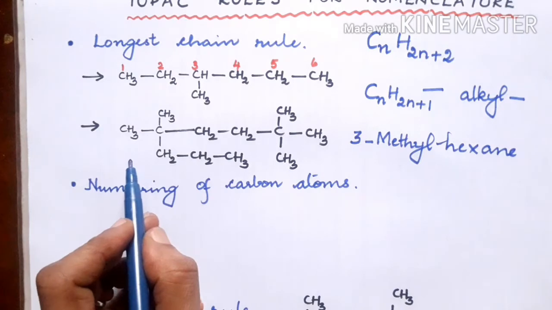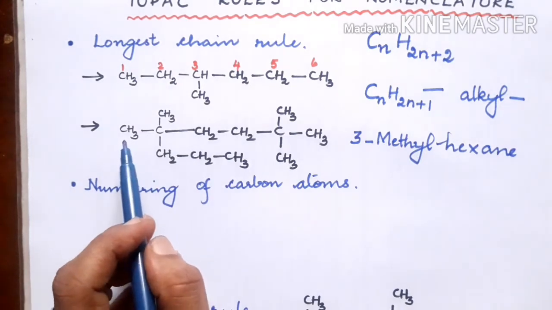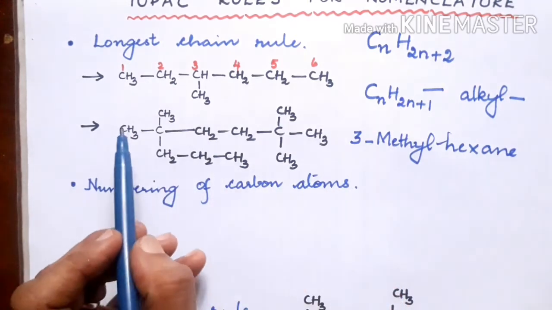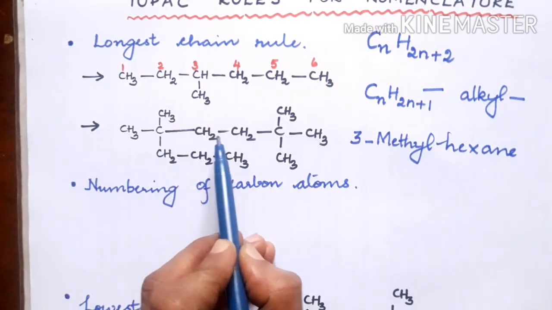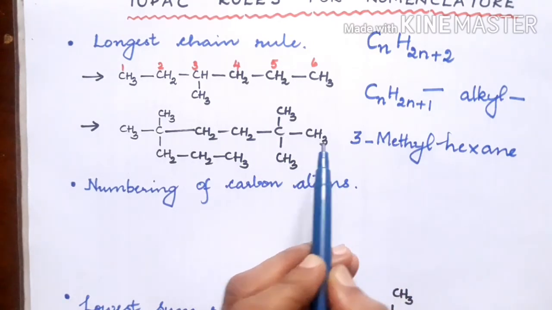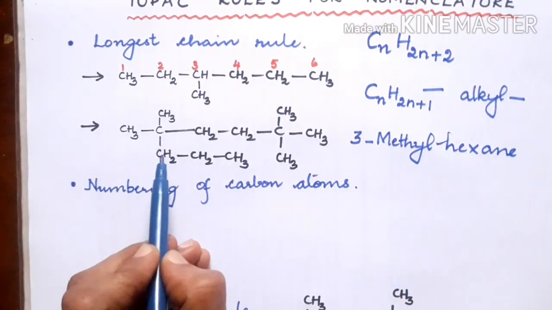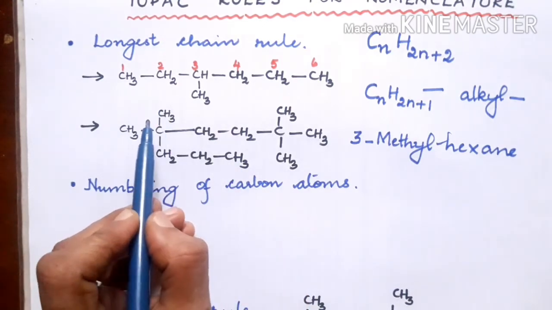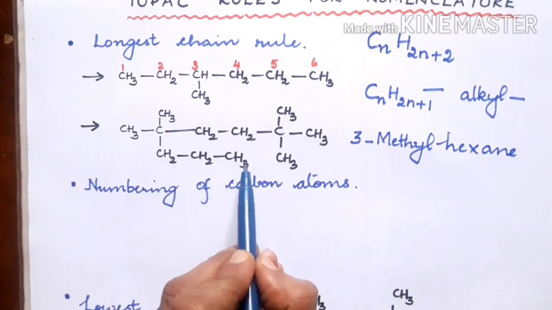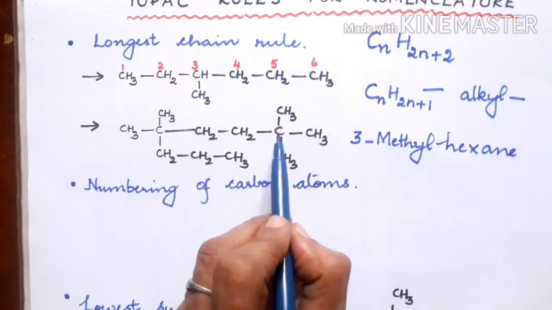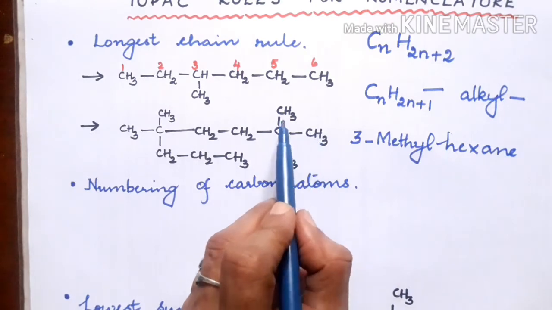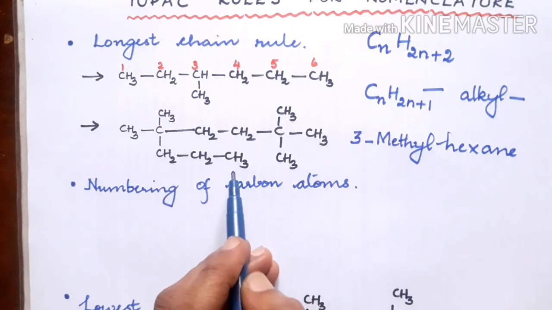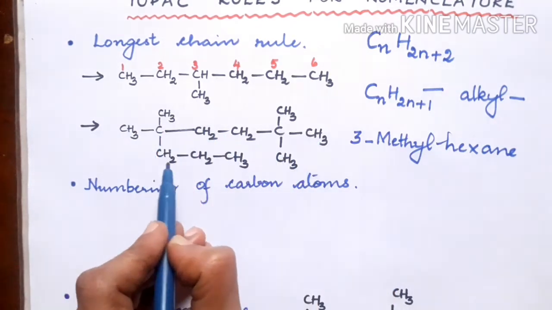Now take the example of the second compound. So we have many different chains present in this compound. First chain is 1, 2, 3, 4, 5, 6 carbons. Another chain can be 1, 2, 3, 4, 5. Next chain will be 1, 2, 3, or 1, 2, 3, 4, 5, 6, 7, 8. So which is the longest chain? So this becomes the longest chain.